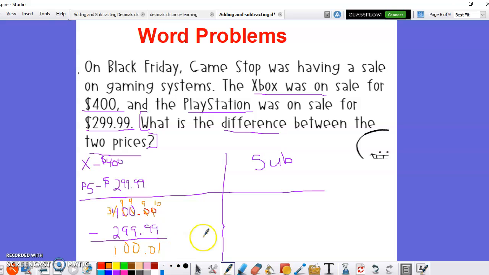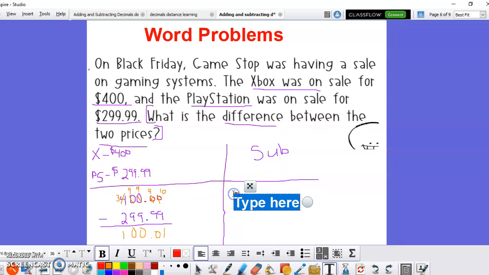How can I check my work? If I add 299 plus 101 cents, then if it equals $400, then I know my work is correct. So I would write my answer in a complete sentence. I'm just going to type it in. This makes it a little bit easier for me.